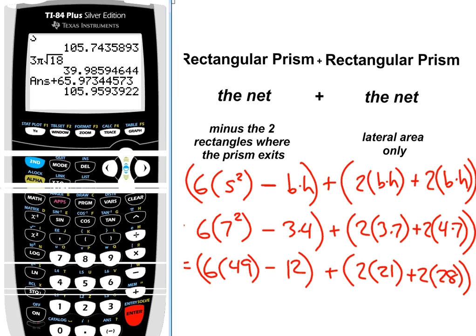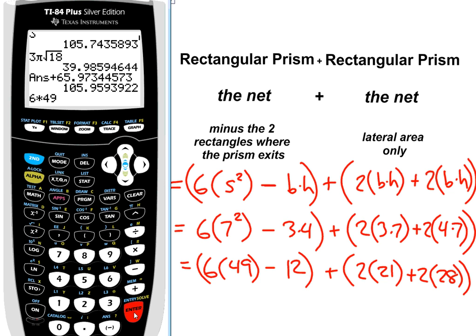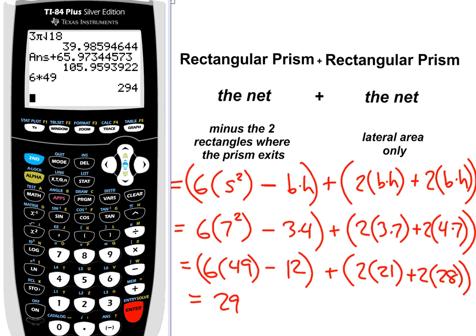At some point in time, we're going to need to get the calculator involved, and for most of you, it's probably right about now. What's 6 times 49? That's 294. And then, of course, you have minus 12 plus 2 times 21 is 42, and 2 times 28 is 56. Okay, we ought to be able to get it from here.